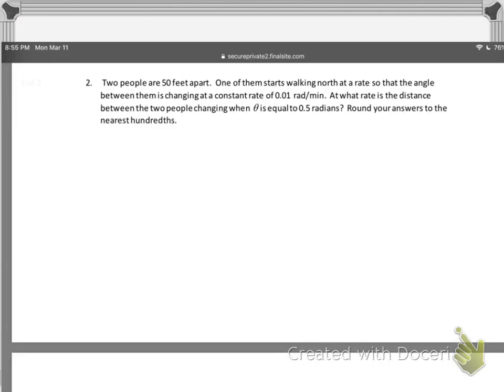Okay, this problem we have to create our own sketch. So let's do that carefully. Okay, you've got two people, and those two people are 50 feet apart. Okay, one of them starts walking north. So let's have this person start walking north. Alright, so they get to this point. They were down here, and the other person was here. Now this space between the two people is not going to change down here. So this is going to become dx dt. That's always going to be 0.